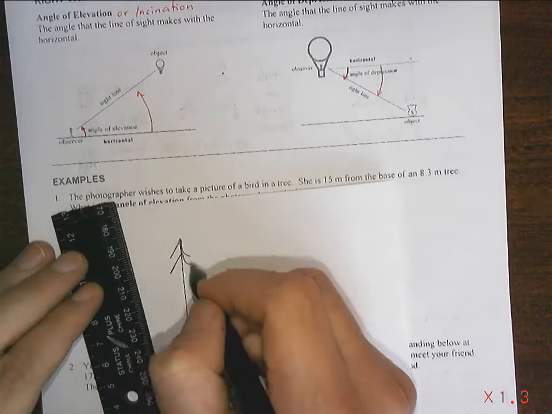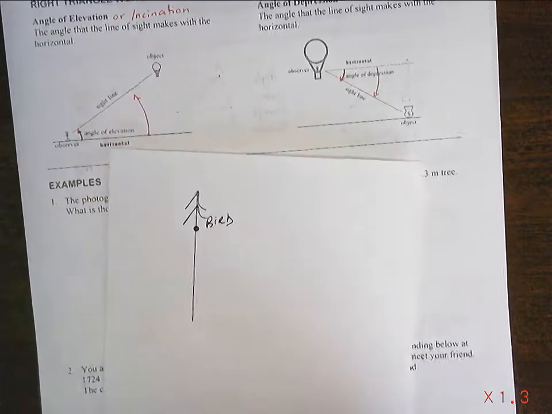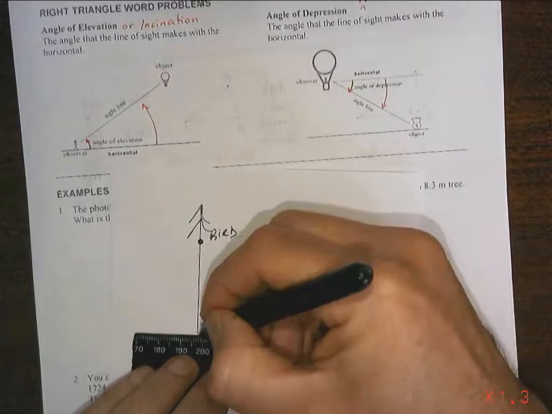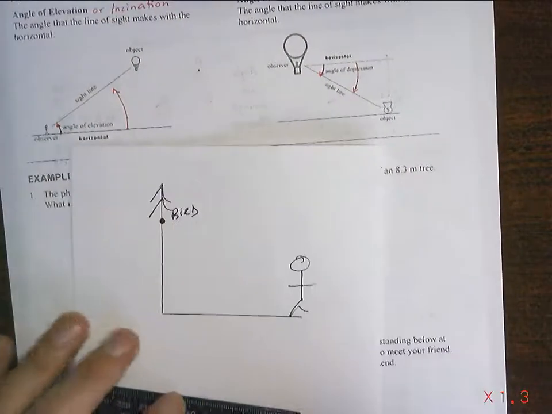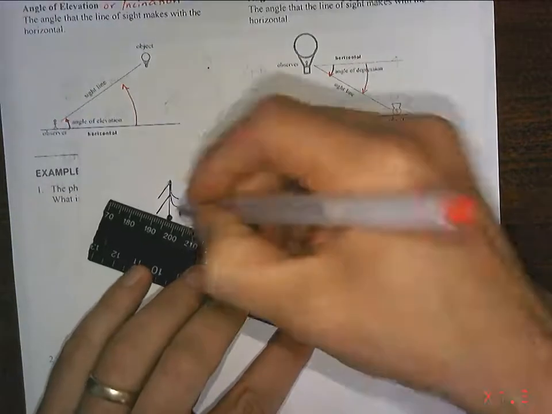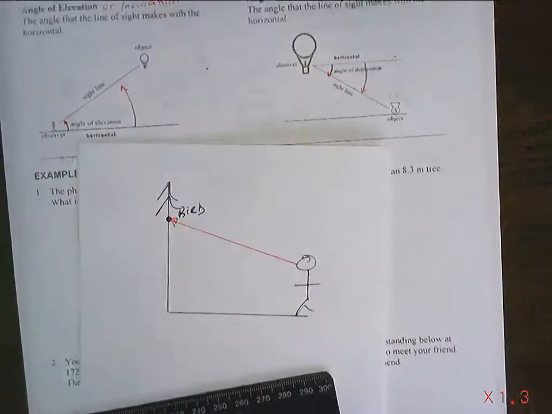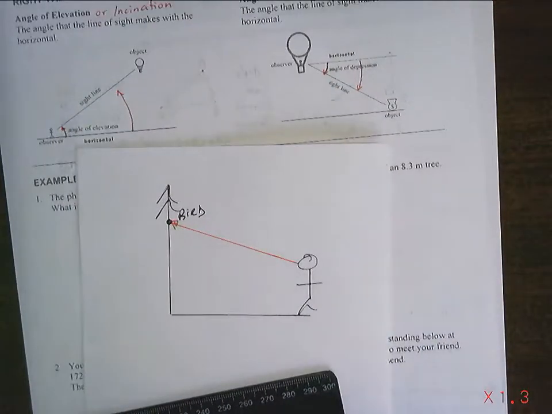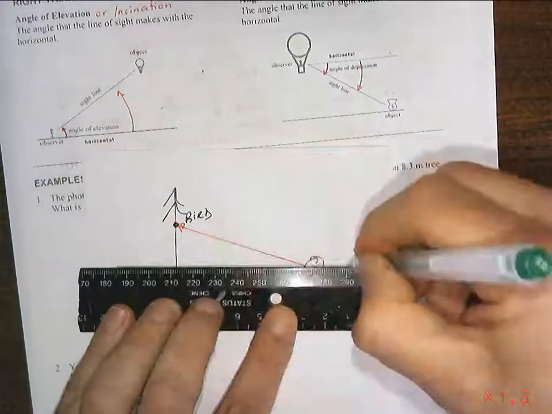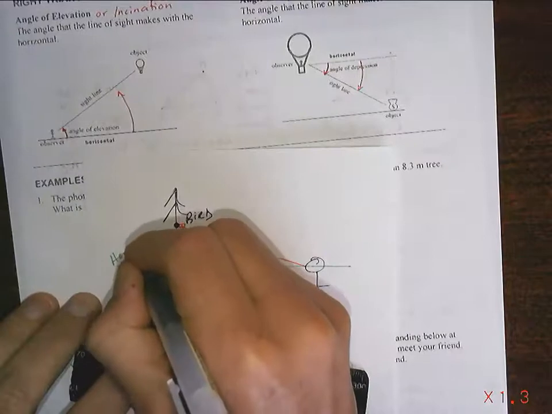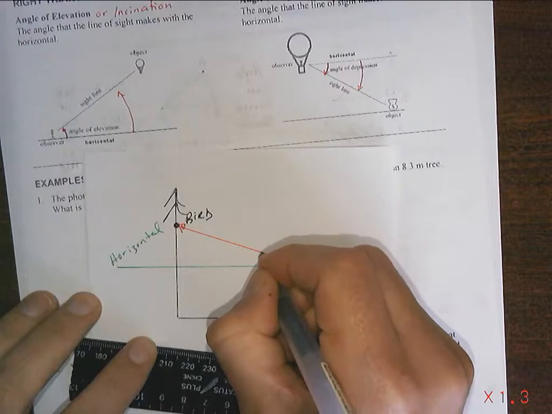Here is my tree. Here is my bird. That is a bird in a tree. Here is the ground. Here is my photographer. The photographer is looking up at the bird. The question is, what is the angle of elevation? So the real question is, where's the horizontal? In this particular example, the horizontal is here. Notice it's parallel to the ground, and this is my angle of elevation.